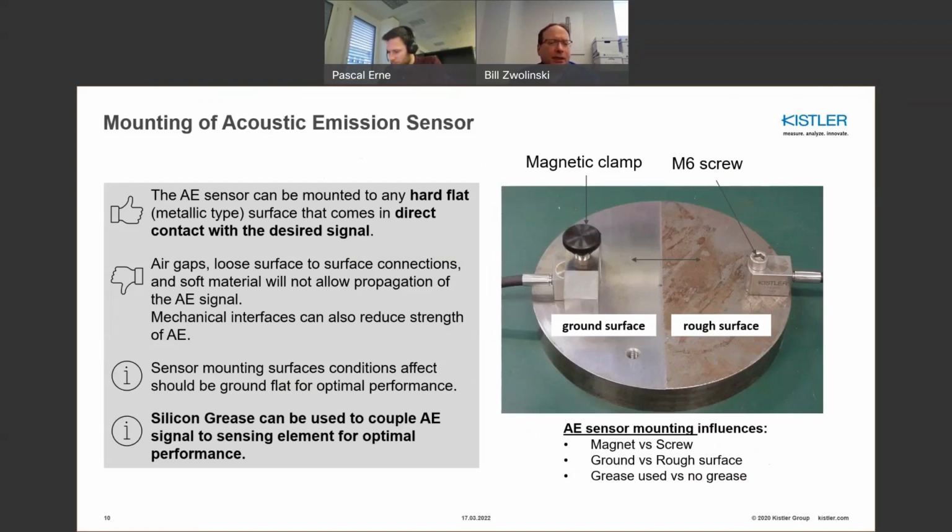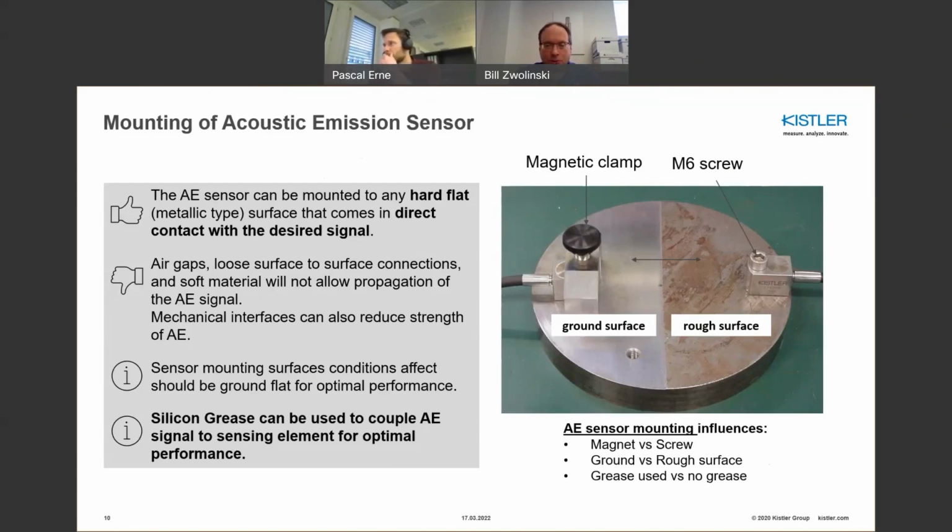Certainly, AE sensors are typically mounted to any hard and flat metallic surface, but any air gaps or loose surface connections or soft materials will degrade propagation. I usually try to tell people if you're going through a lot of mechanical interfaces, you're going to have some signal loss per interface. And if any of those mechanical interfaces result in loose surface couplings, you're going to further lose acoustic emission, much like an air gap, and then you'll have to find a better location.